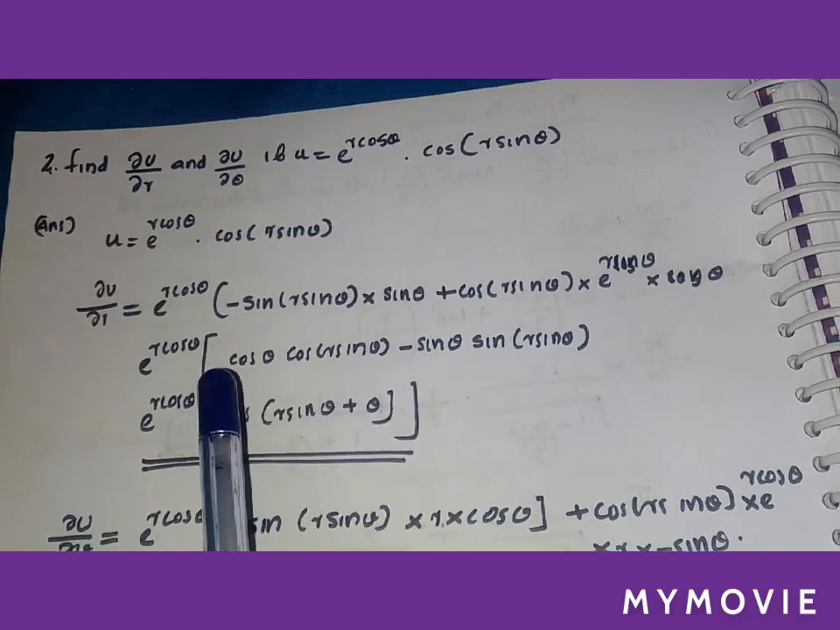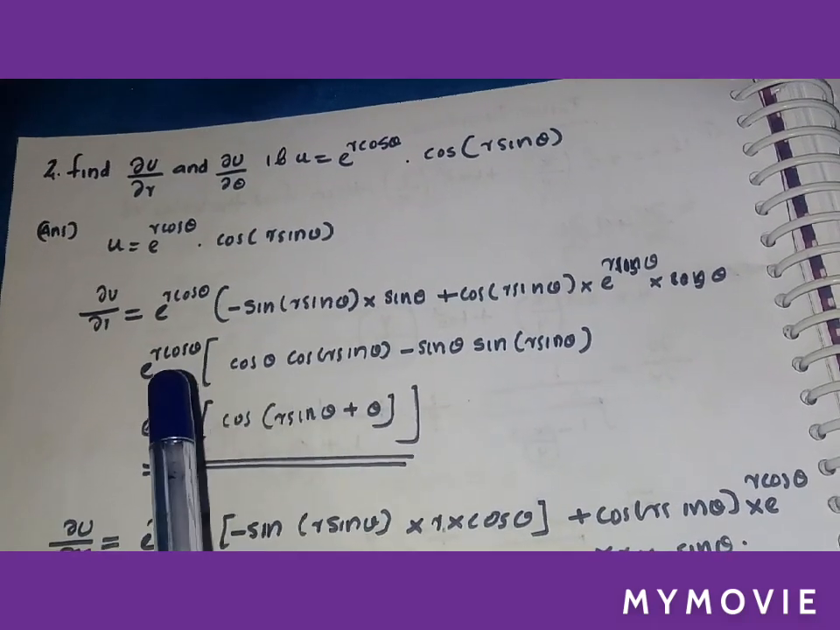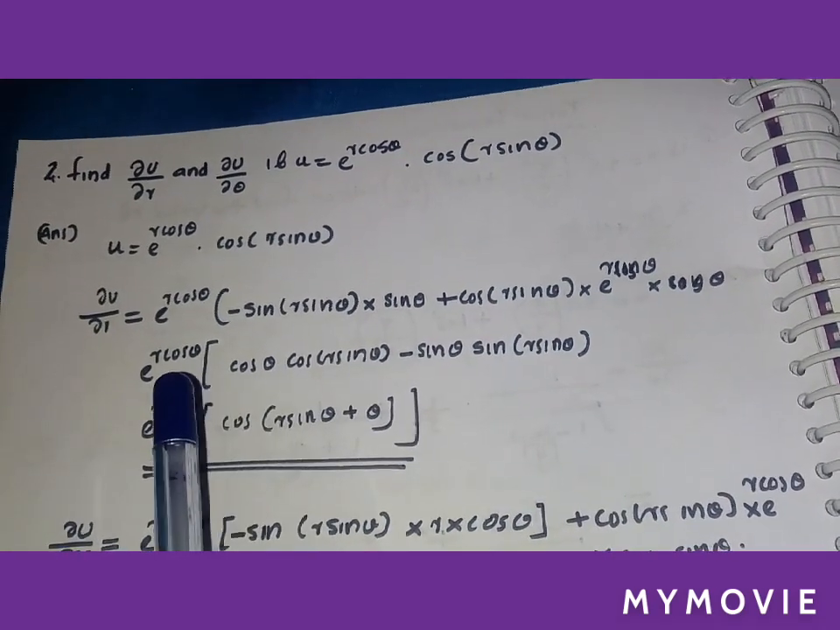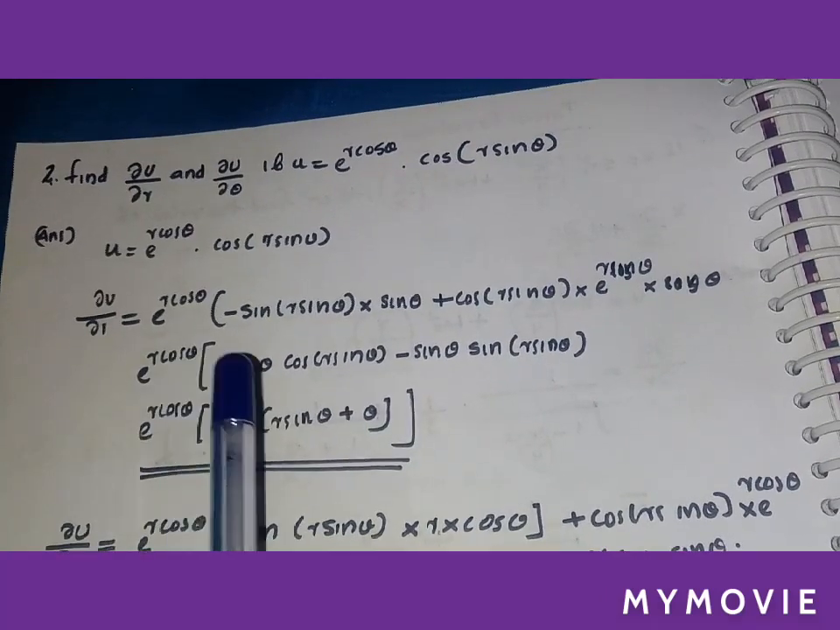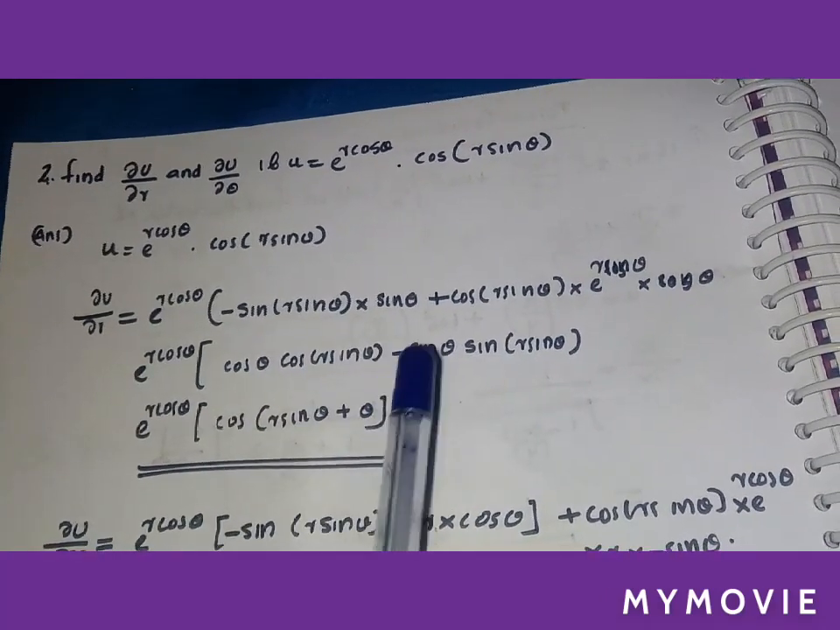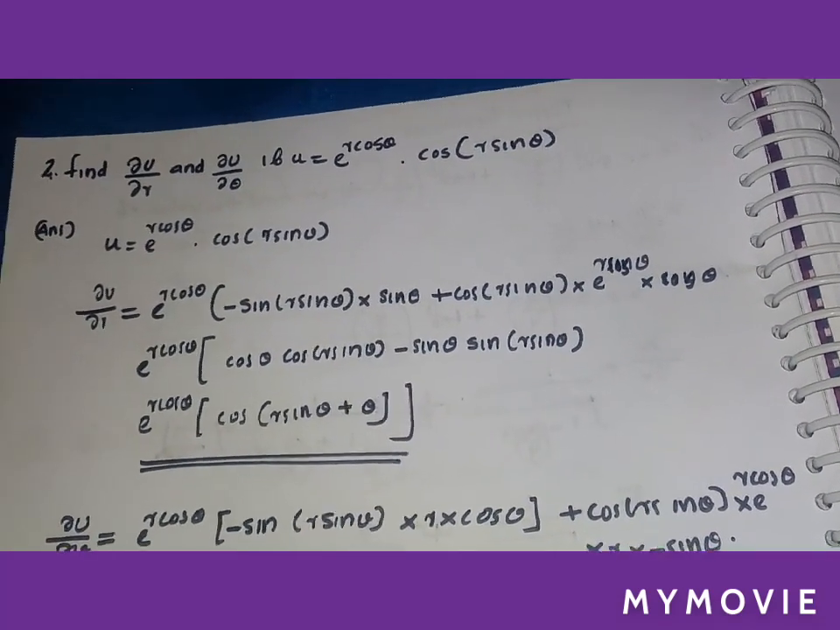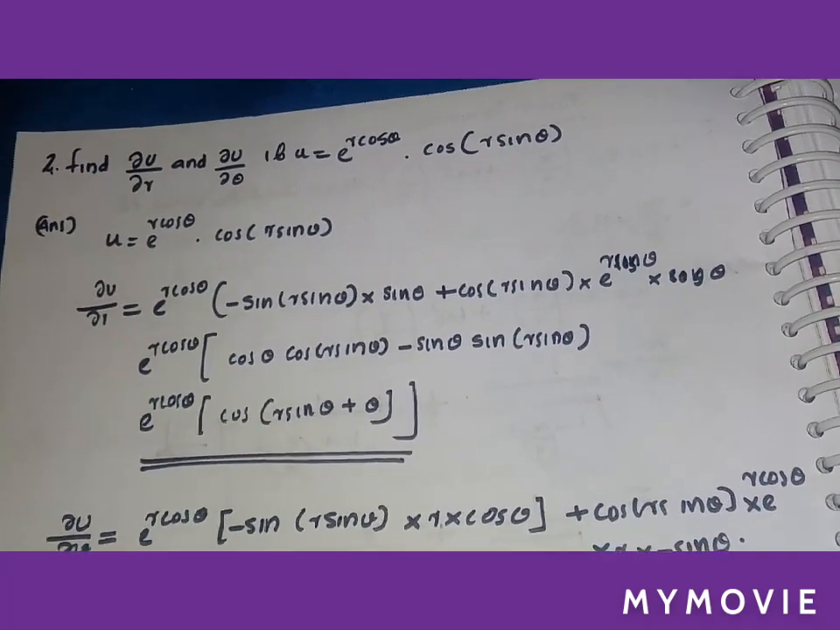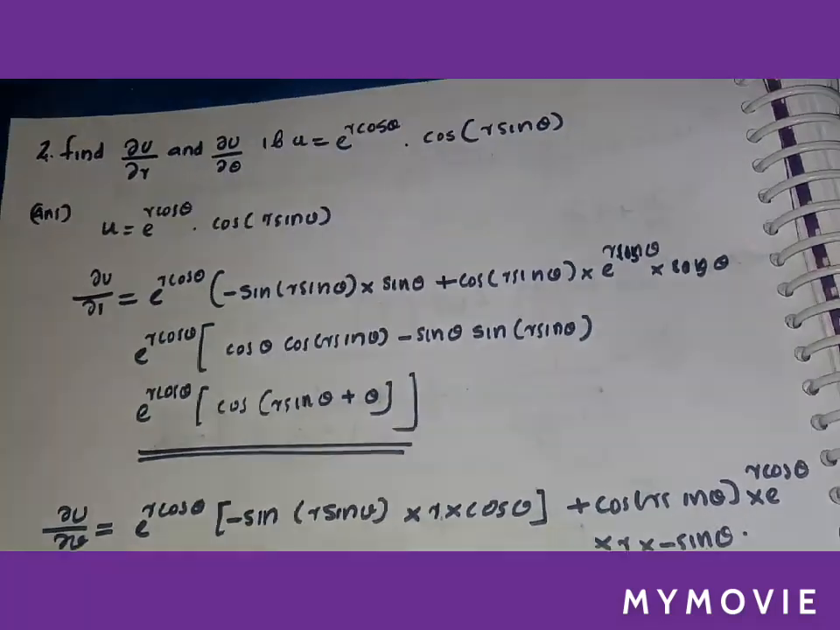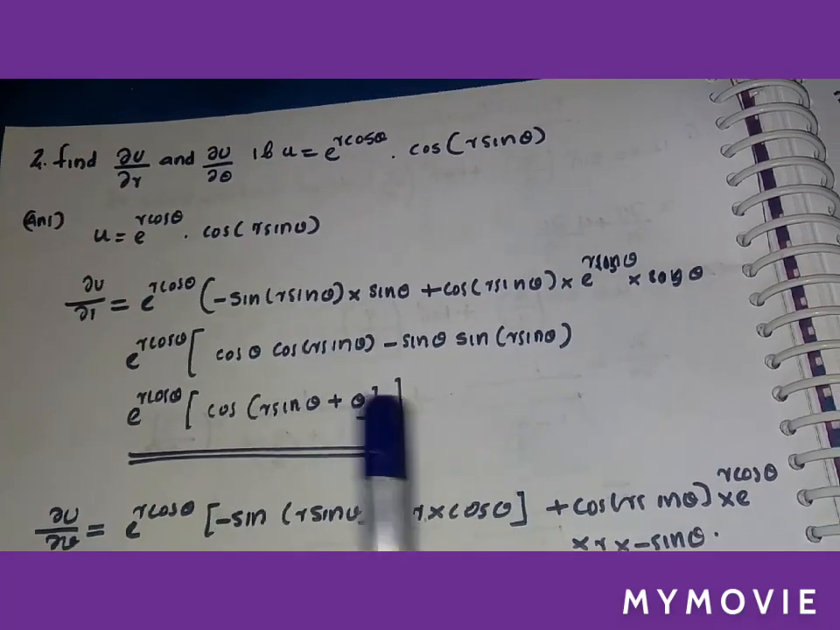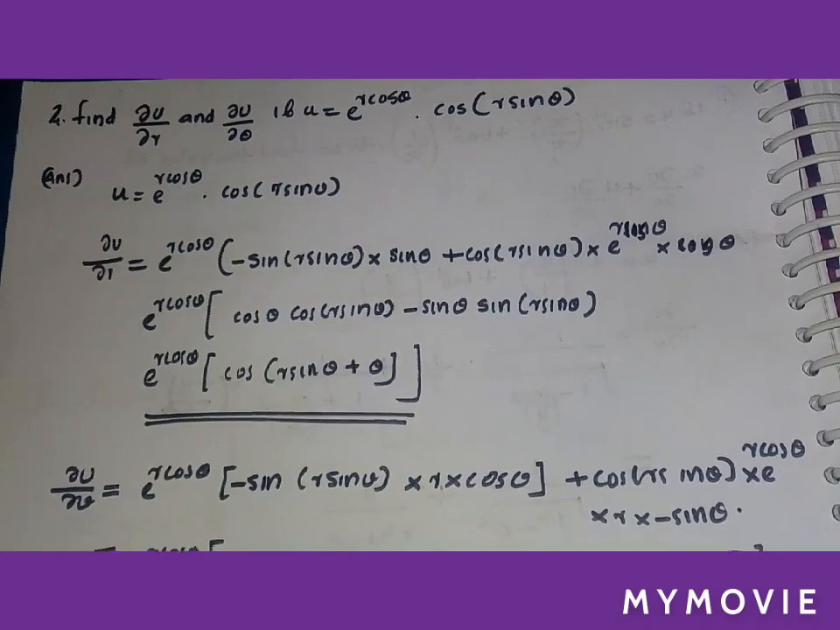After simplification we get the answer as e raised to r cos θ into [cos θ cos of r sin θ minus sin θ sin of r sin θ], that is cos x cos y minus sin x sin y, that is cos of (x plus y). So we get the answer as cos of (r sin θ plus θ) into e raised to r cos θ.